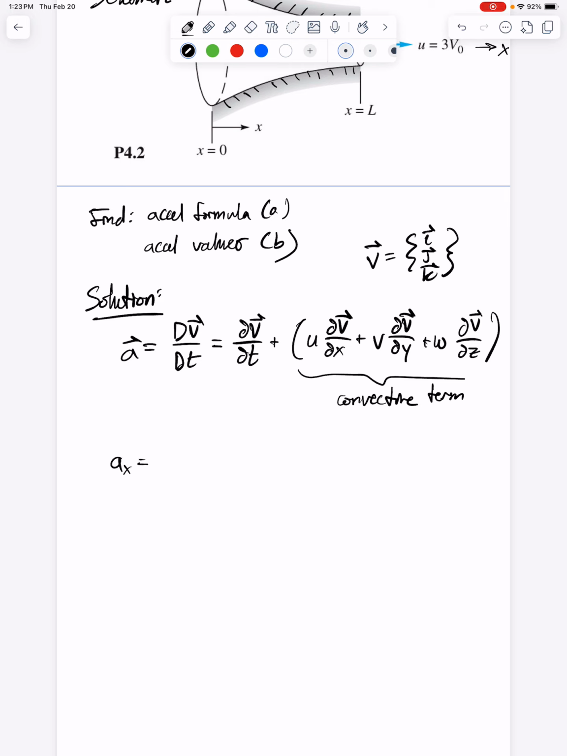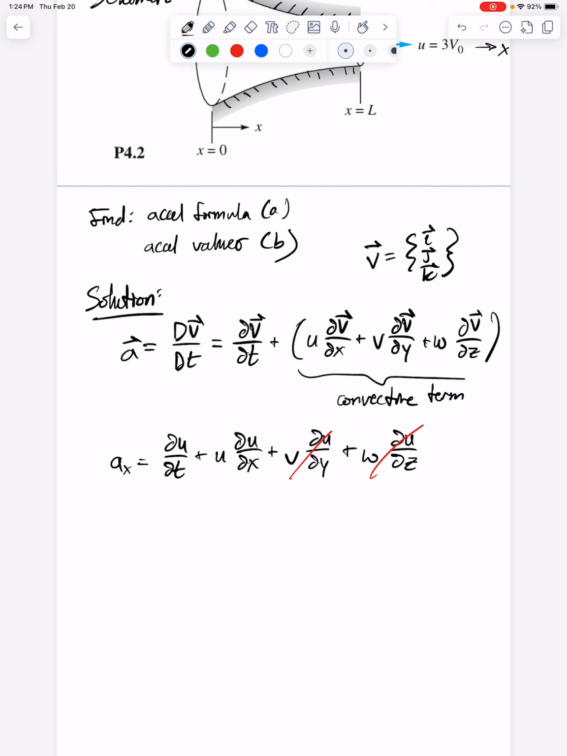Looking at just the x component, we get du dt, because u is the x component of velocity, plus u times du dx, plus v times du dy, plus w times du dz. As you see, the only term being derived is the u, and these other terms are kind of fixed. We're working in one dimension once again, and in 1D, we approximate v and w to be 0. Therefore, these last terms are going to cancel out because they're 0. So our acceleration formula comes down to just two terms.